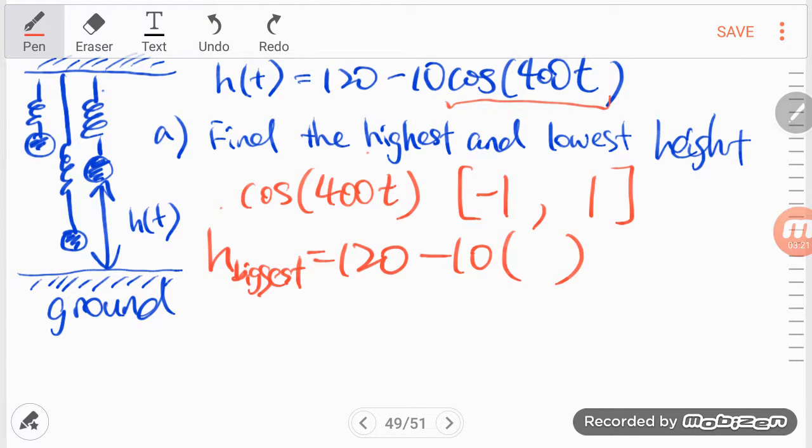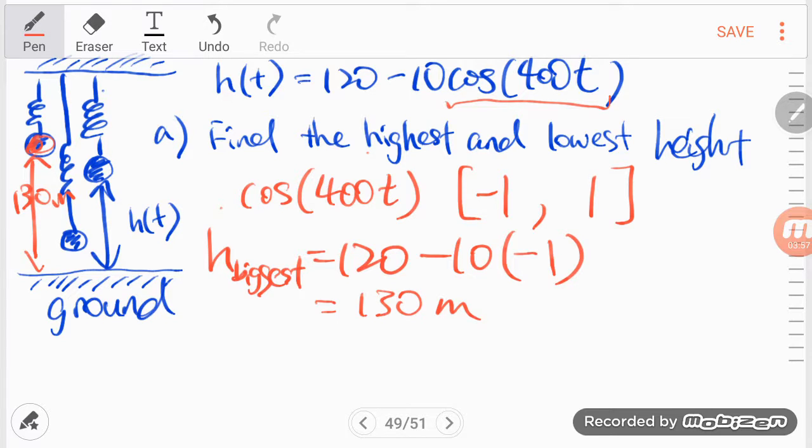Now, what should I put in there? Is it the negative 1? Or is it the 1? It should be negative 1, right? Because if I have 120 minus 10 times negative 1, then I'll get 130. So let's say meters. So the highest, the ball has a maximum height when it's somewhere here, and the height is going to be 130 meters.